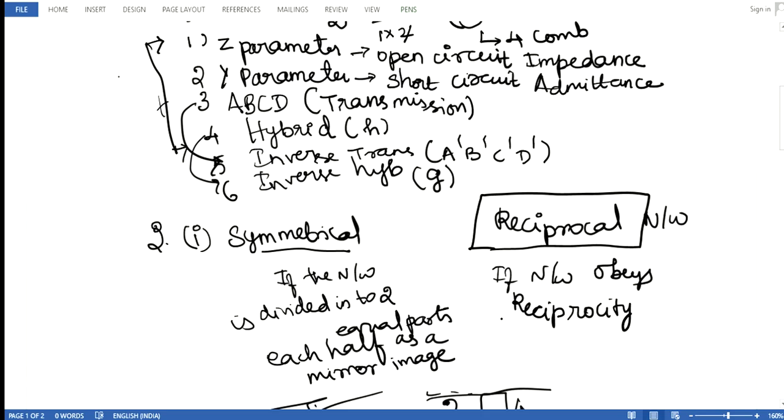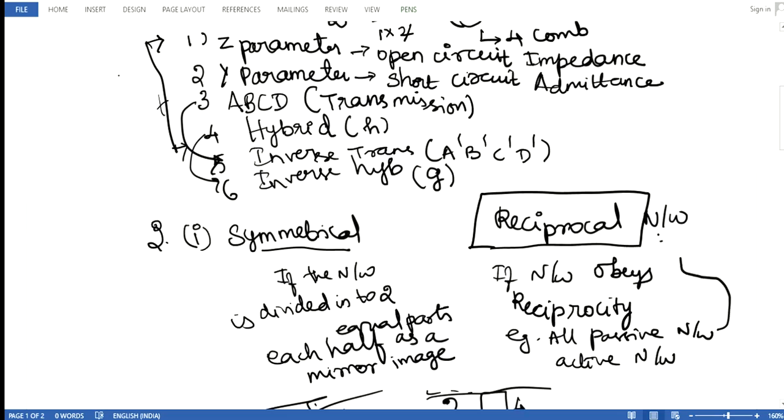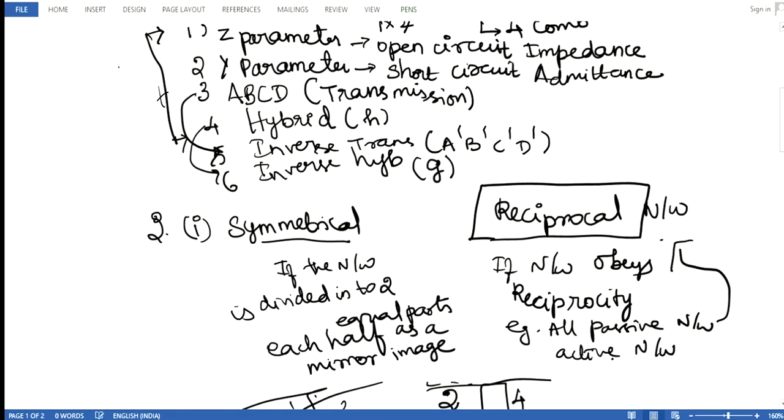So definitely this will be all the passive networks. We can give the example like this: all passive networks are reciprocal, but active networks are not reciprocal. So all the passive networks are reciprocal, but all the active networks are non-reciprocal.